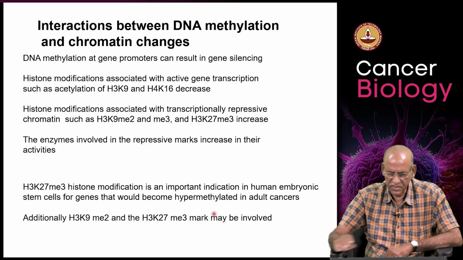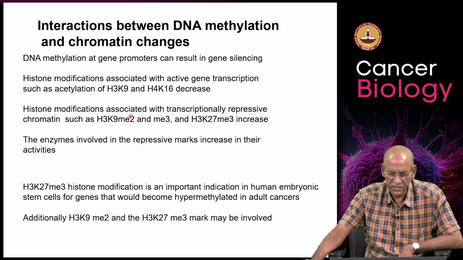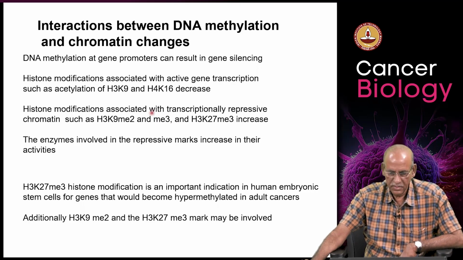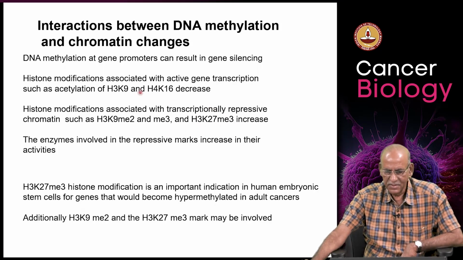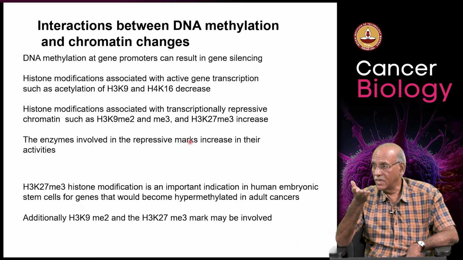Histone modifications associated with transcriptionally repressive chromatin, such as H3K9Me2, here you see the double methylation, two methyl groups, Me3, three methyl groups, and H3K27Me3, they increase. So, all these are repressive marks. So to silence a gene, you can have all these marks.